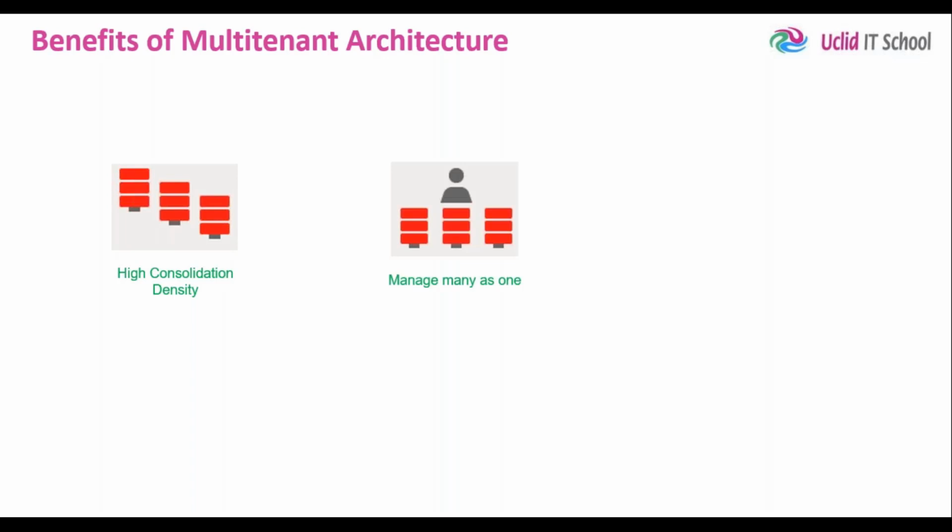Manage many as one. Once you consolidate, next obvious thing is you want to manage them together as one database. So multi-tenant architecture allows you to do that. One backup, one patch, one upgrade, and rapid provisioning and cloning. You can provision PDBs very quickly and clone PDBs very quickly.